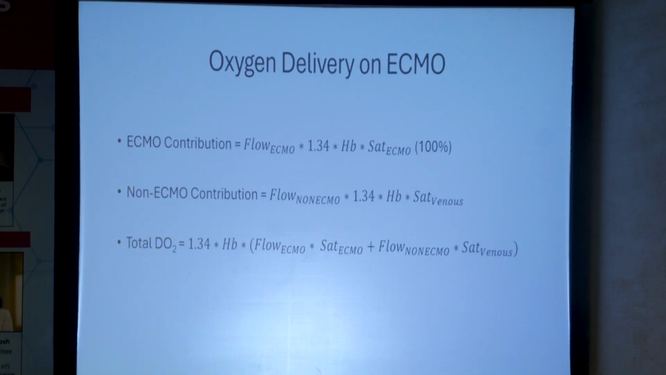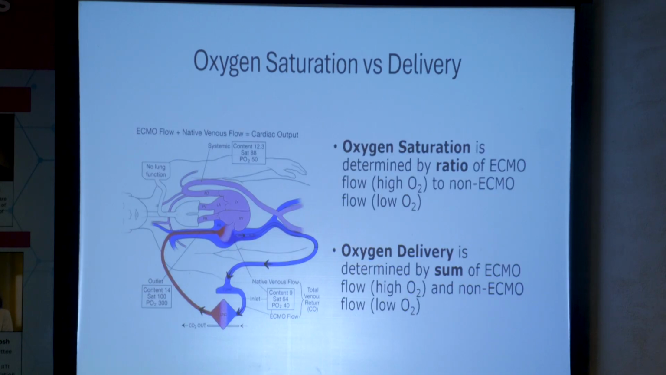As I said, oxygen delivery comes from both of these contributions, ECMO and non-ECMO, some of the same equations that Steve showed. The total delivery is the sum of these two blood streams. The total saturation is the weighted average of these two blood streams. There's that same graph one more time, just hammering down the point that saturation is going to relate to the ratio of these two blood flows. Oxygen delivery is going to be the combination of these two blood flows.